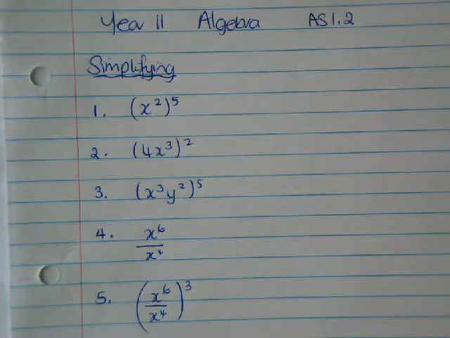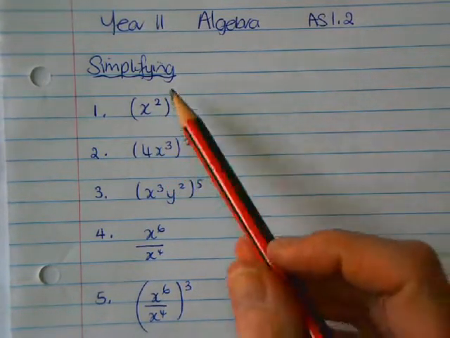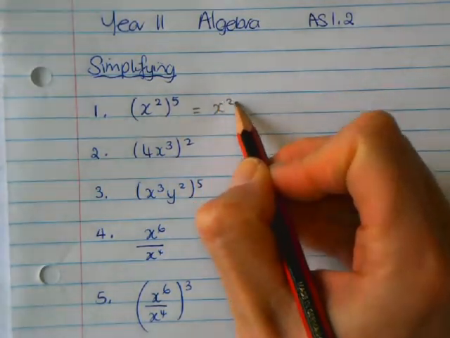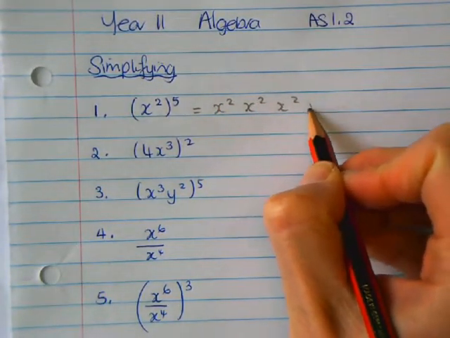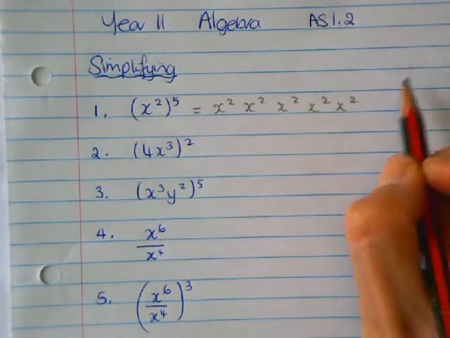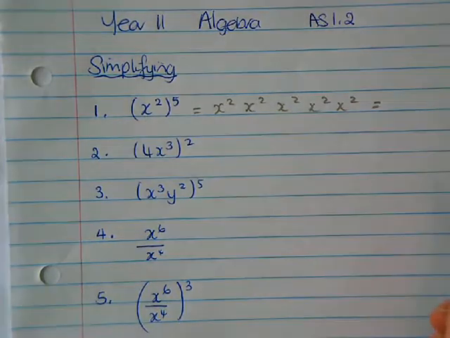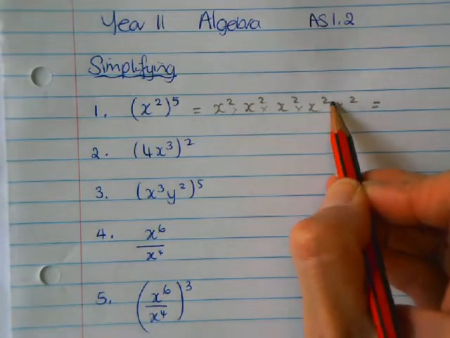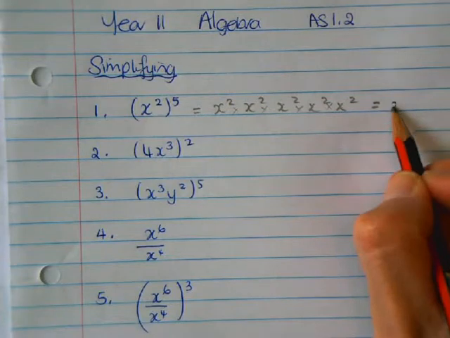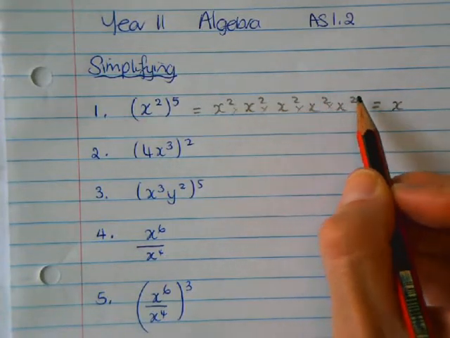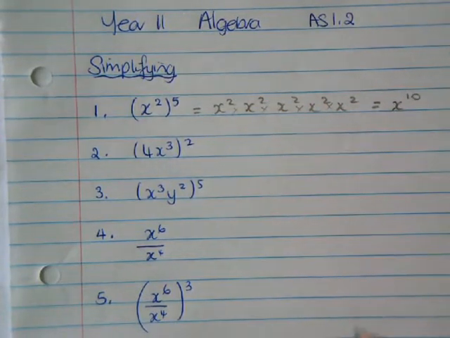Okay, this is Year 11 Algebra, Achievement Standard 1.2. We're going to simplify some equations. This one here, we've got x squared inside the bracket to the power of 5. This actually means that we write x squared 5 times. The rule says that because this is multiplication, we add the powers. So that's going to be 2, 4, 6, 8, 10, x to the power of 10.